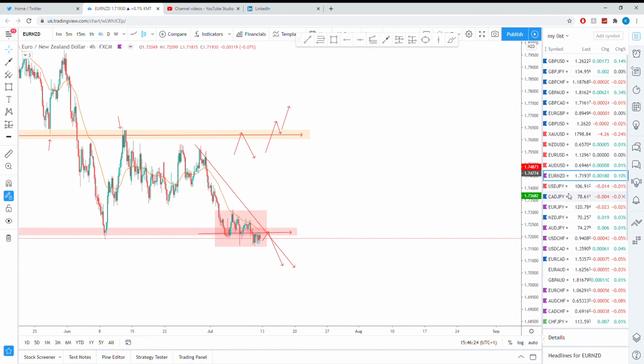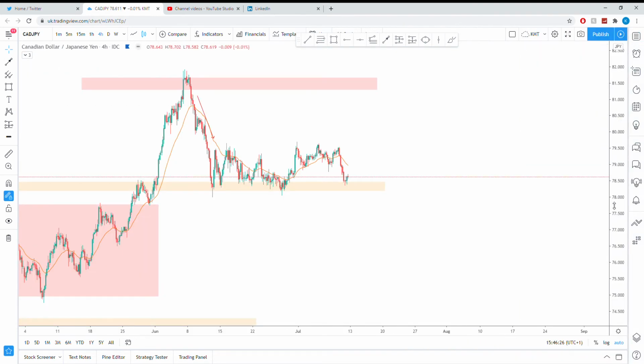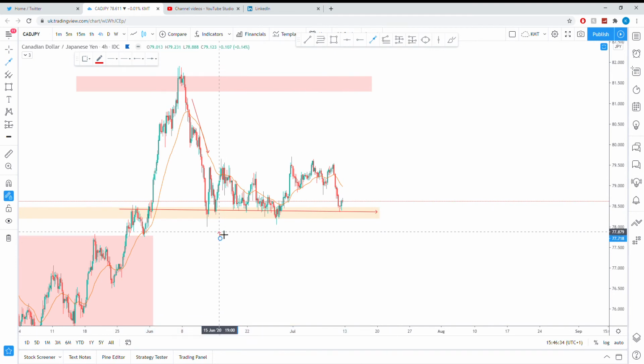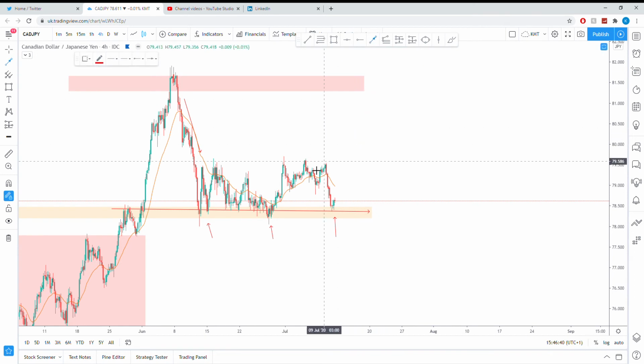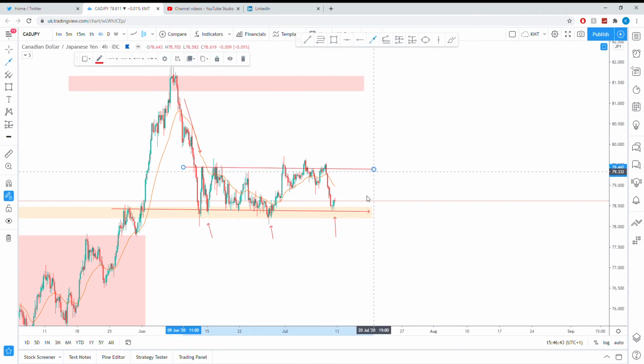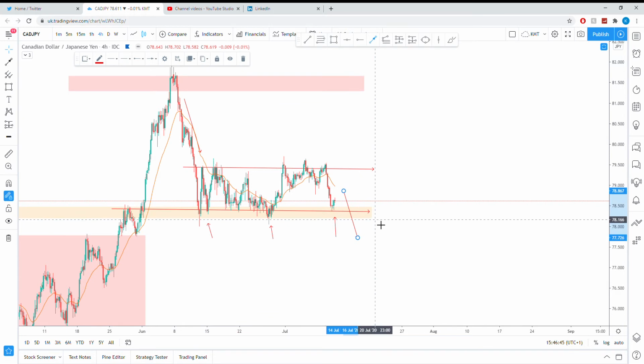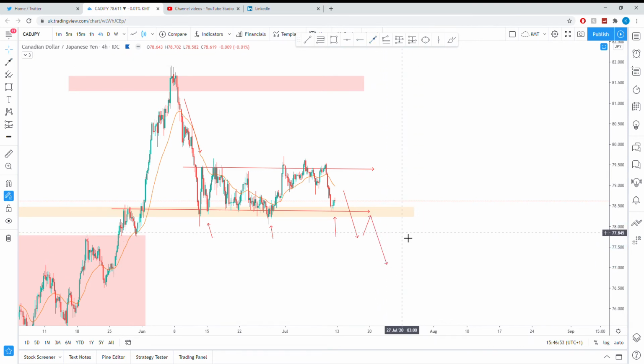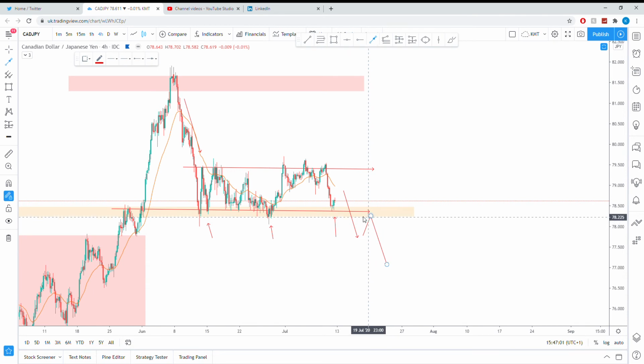Moving on to CADJPY. Pretty much we're at another level in the market again. As you can see here, a nice good strong support. Multiple rejections, potential third. So all I'll be waiting for is to see if we're able to close and break this level in the market here, wait for the retest, and again the price to descend downwards. So this is at 78.5, and if we're able to push below, we'll wait for that retest to see if we can continue it down.